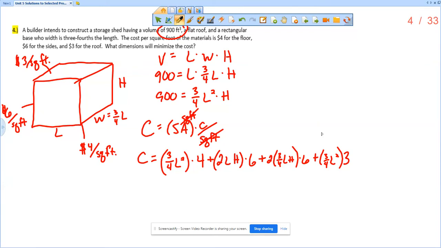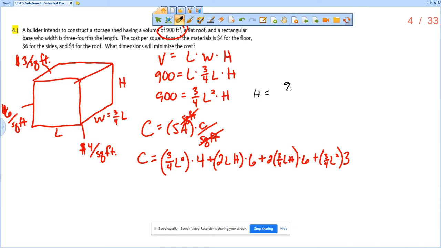This is the full solution video for section 5.1, problem number 4. So we have our cost function here. But now we notice that there's two variables in the cost function, L and H, and so we need to solve this volume function for L or H. It's easier to solve for H, so I'm going to solve for H.